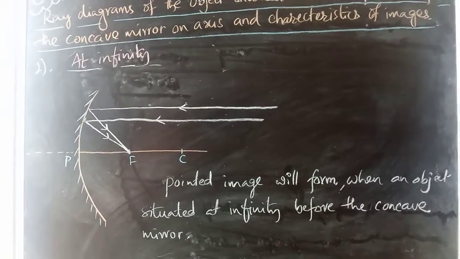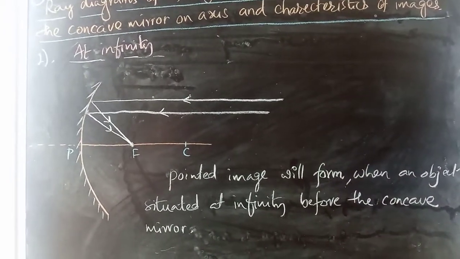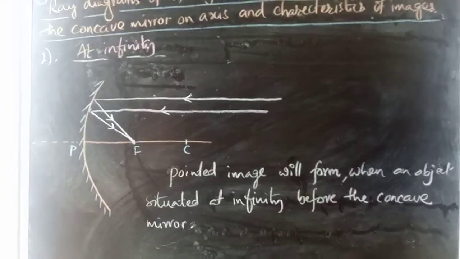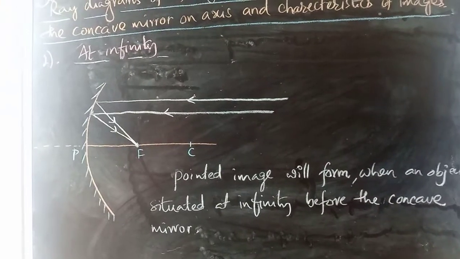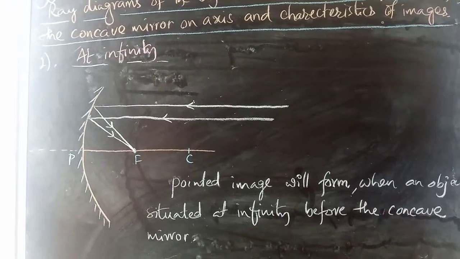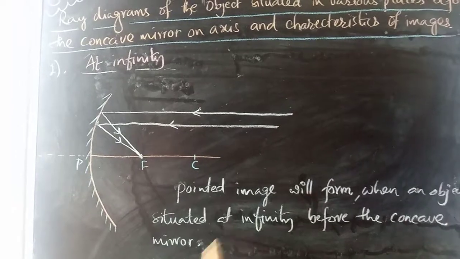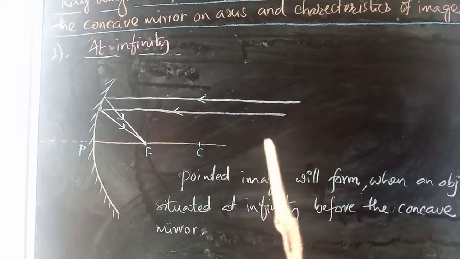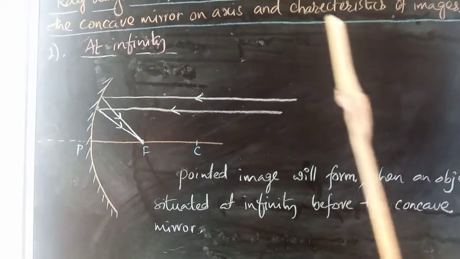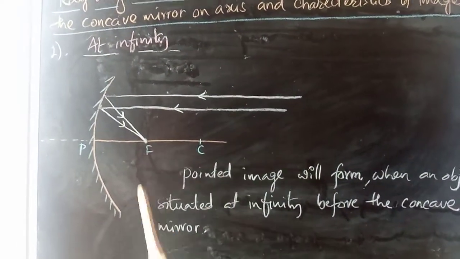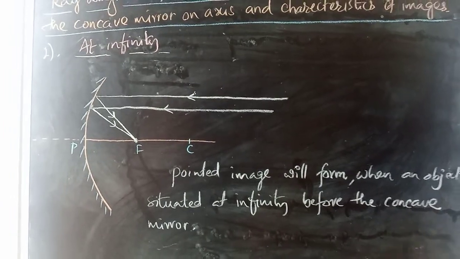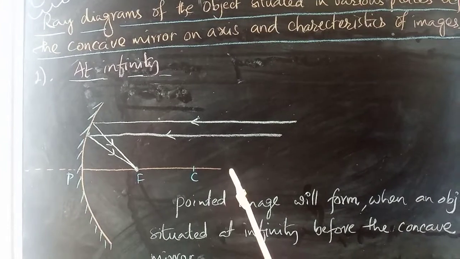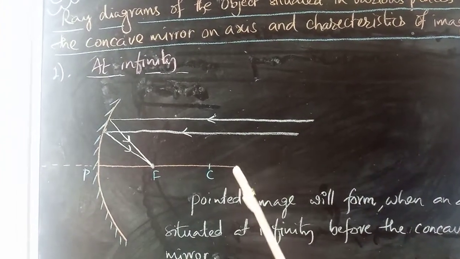Okay, because before this video we have discussed the rules about the concave mirror only, and according to those rules we are using the rules and we are discussing and drawing the ray diagrams of the objects which are situated in different various places before the concave mirror, and how to form the image, what are the characteristics of the image. Okay, so here before the concave mirror on the principal axis we situate the object in different places.